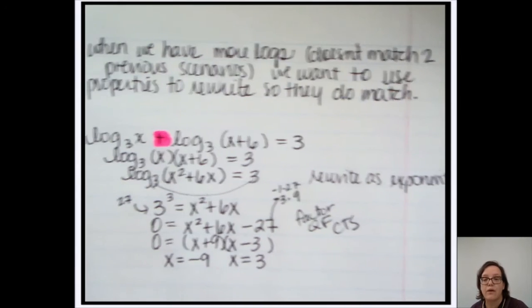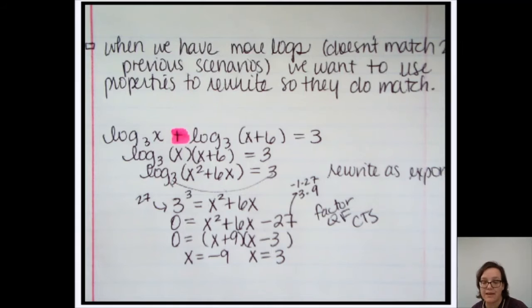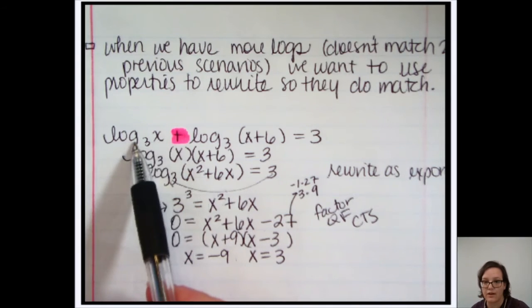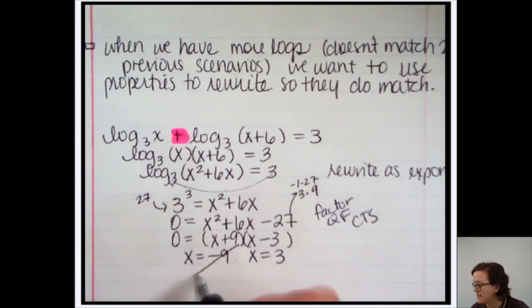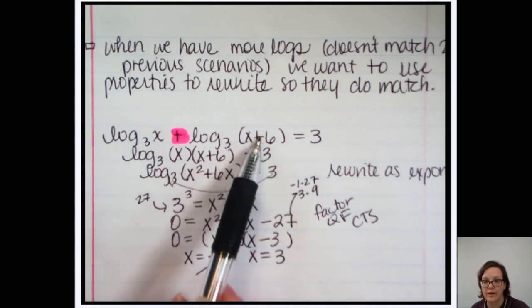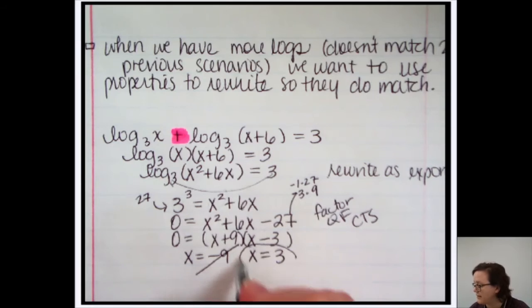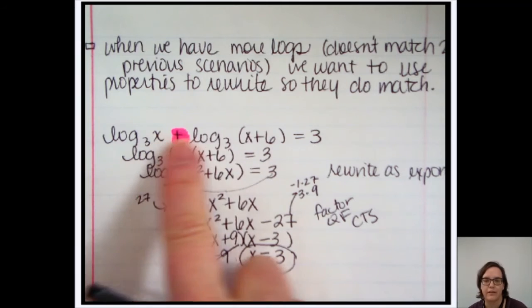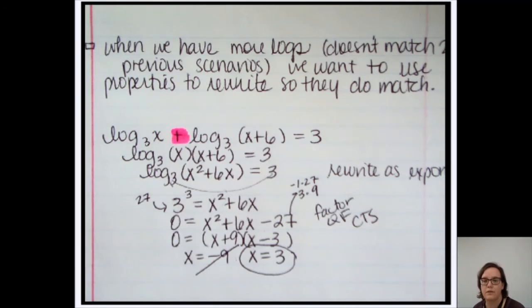Okay, now we have to go check, can we keep both of these answers? And in this case, no, we can't, because if we plug in negative 9 up here for x, that's taking a log of a negative, so we can't have it. Okay, 3 works okay here, and 3 works okay here, so it looks like 3 is a good answer. Okay, so all we had to do was find a way to rewrite this to make it look like the ones we've already done.